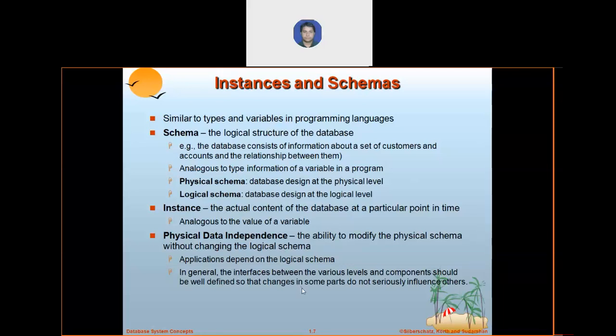Is it clear? At any time you can stop me and ask me any question or any doubt. What is schema, what is instance, what is the level of abstraction, all these things you can ask me at any time.